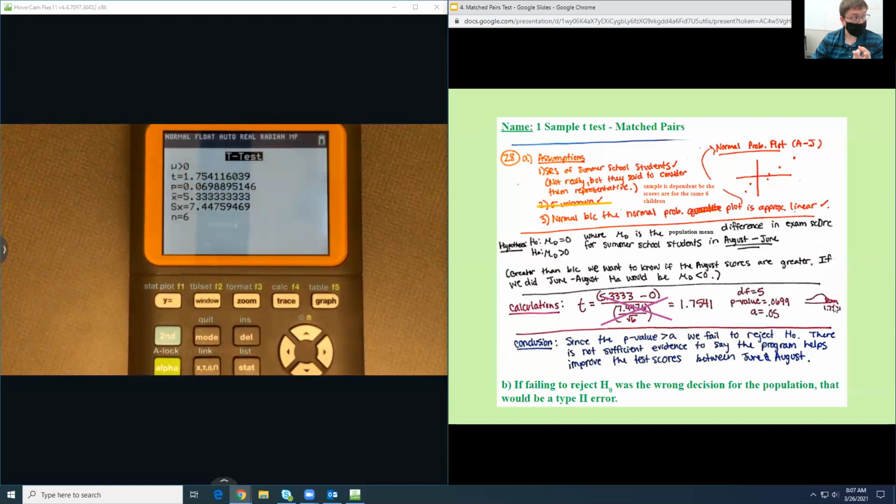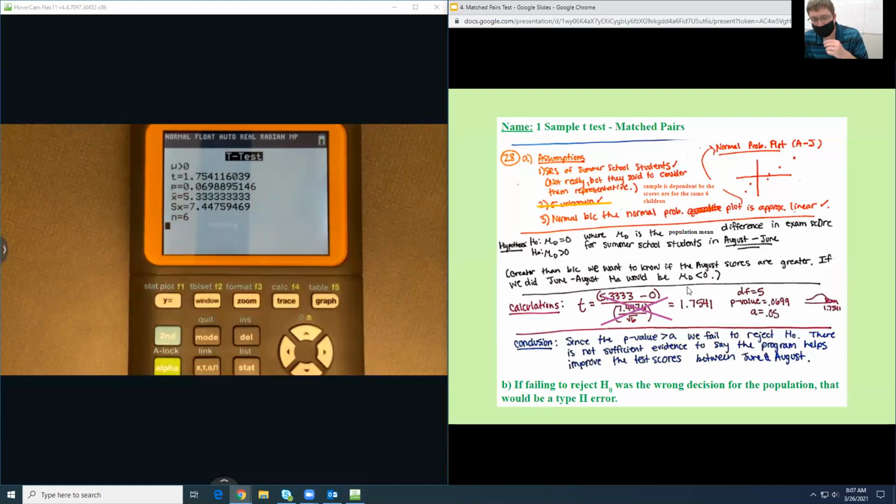If you flipped it and you did June minus August and you got a bunch of negative numbers, then your graph's on this side. All right, so based on my p-value being just slightly bigger than my alpha, we're going to fail to reject the null. There's still not enough sufficient evidence to say that the program helps improve test scores between June and August. Sorry, kiddos. Welcome to summer school. Didn't make you smarter.